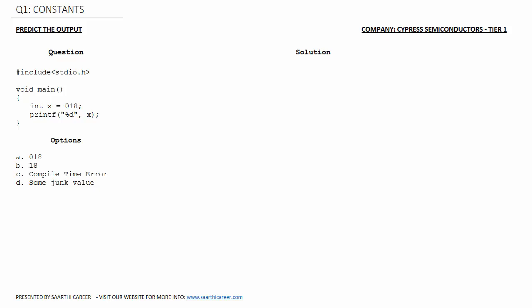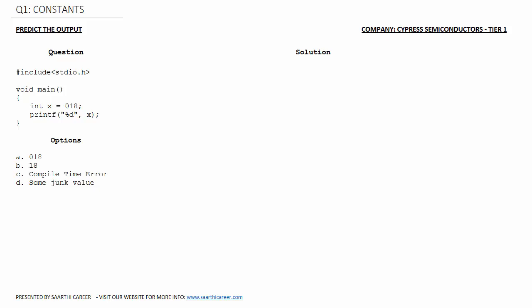Now this is a very basic question which is asked by Cypress Semiconductors, which is a Tier 1 company, and this is the first question in the question paper, and it goes on to show how much importance they give to the basics. You would be amazed to know that I've given this question to a lot of people and 95% of the people have got it wrong. Let's go and solve this question and let's see whether you've got it right or not.